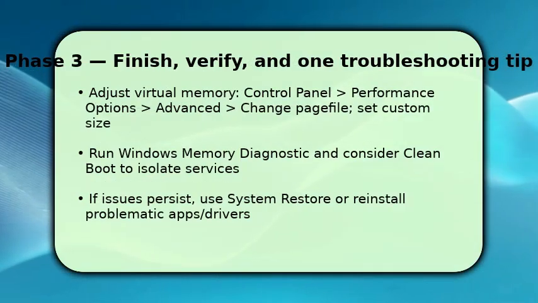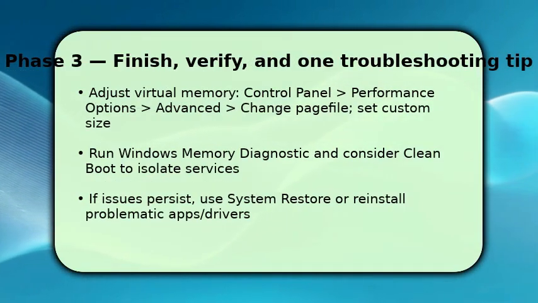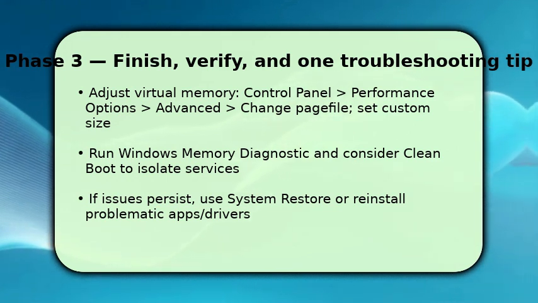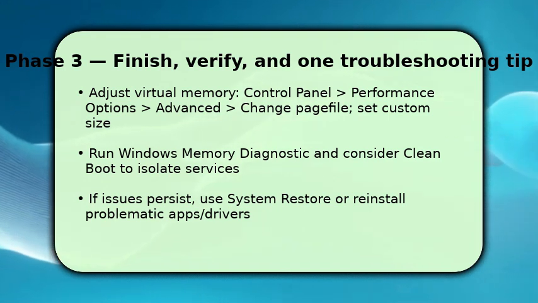Finally, optimize virtual memory. Open Performance Options, set a custom page file size, initial equals 1 times RAM, maximum equals 3 times RAM, then restart so Windows can reallocate.